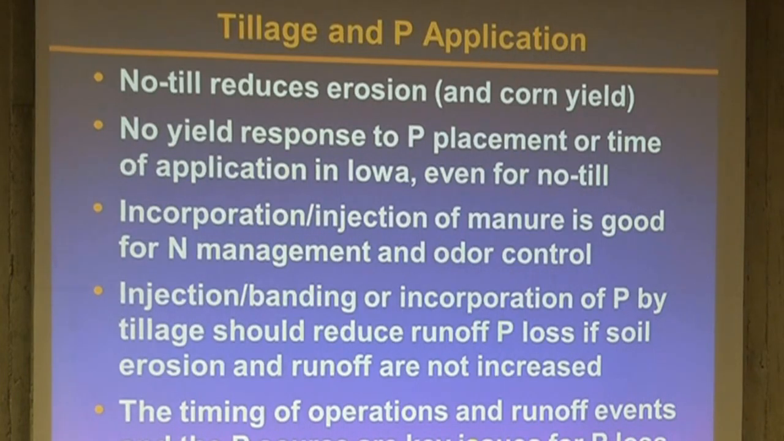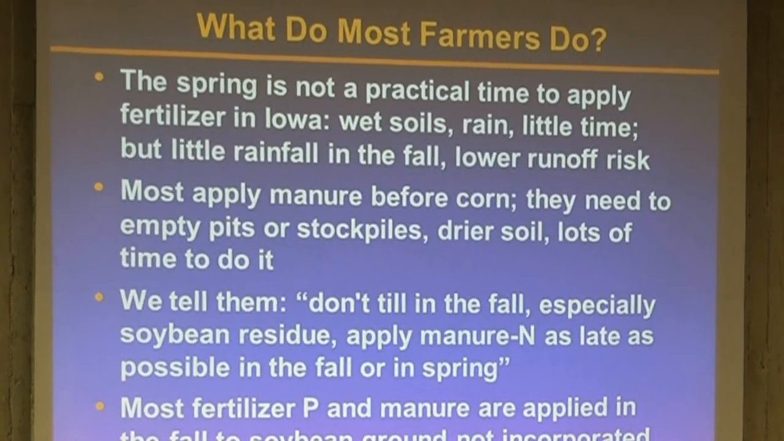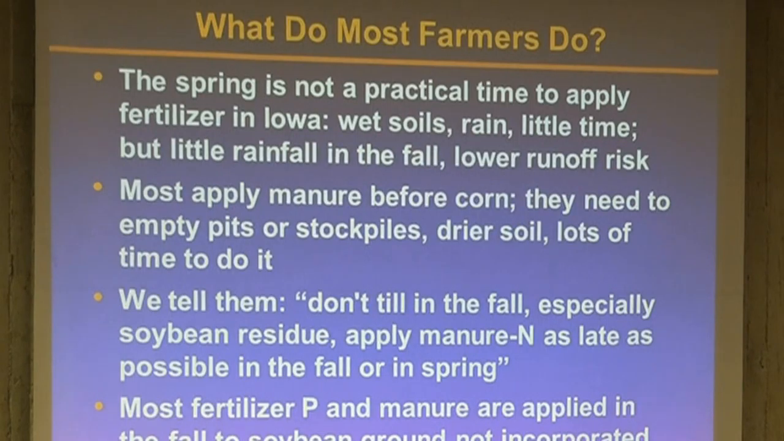And then the other thing that we knew for a long time, although we may have not quantified it very well, is that the timing of the field operations, and of the runoff events after application of the phosphorus, and the phosphorus source are key issues for phosphorus loss. Now, what is it that most farmers do? And this is dangerous, because of course there are all kinds of farmers, from the Tom Fransons to some of the others. But everybody agrees that the spring in Iowa is not a good practical time to apply fertilizer. With few exceptions, we have wet soils, we have rain, we have little time to do the operation.